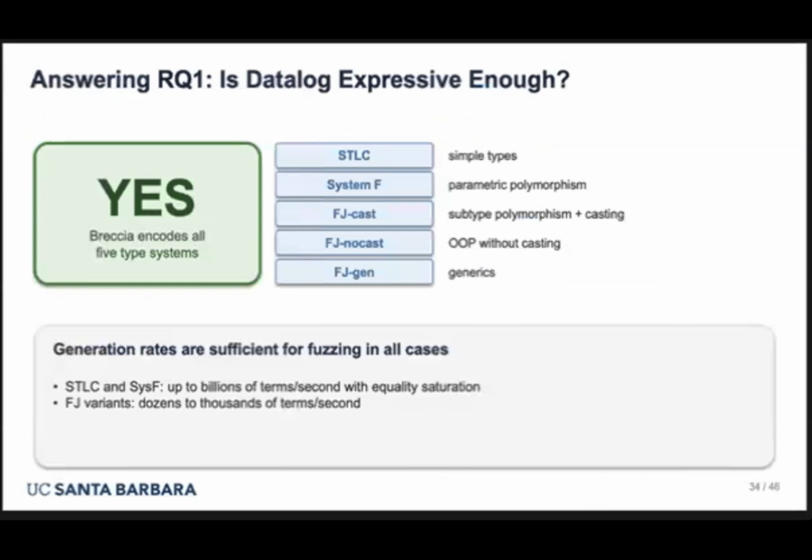So looking back at what we set out to ask, which was, is Datalog expressive enough? Since we were able to implement all 5 languages with different type system features, we would say yes. We covered simple types, parametric polymorphism with System F, subtype polymorphism and casting, OOP, and generics as well. And we found that in every case, as I just showed, generation rates are sufficient for our use case of fuzzing.